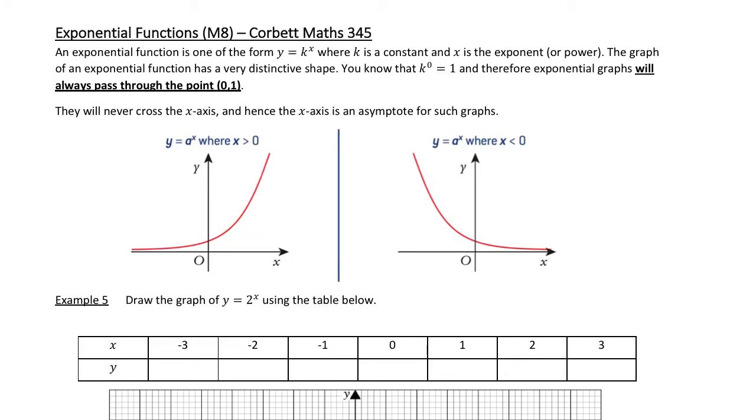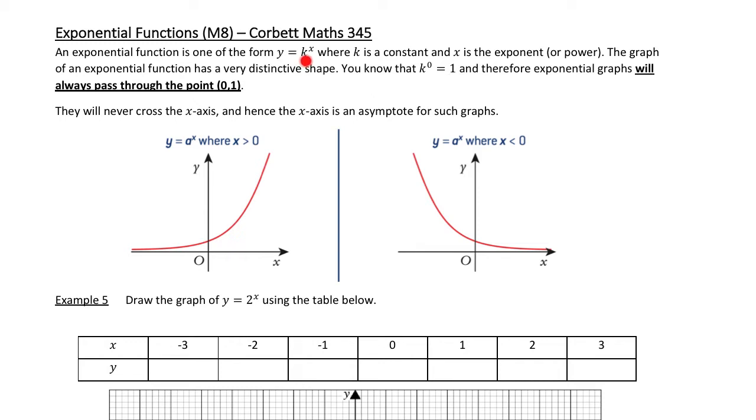Exponential functions. An exponential function is one of the form y equals k to the x, where k is a constant and x is the exponent or the power. So the graph of these functions are fairly distinctive. What we should know is that anything to the power of 0 equals 1.